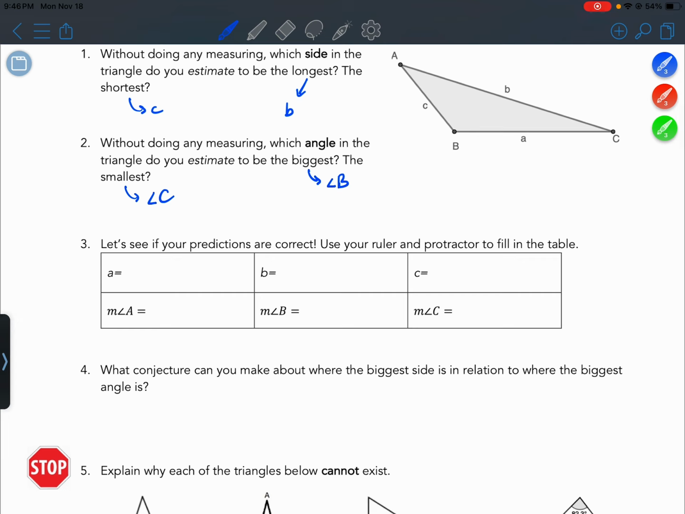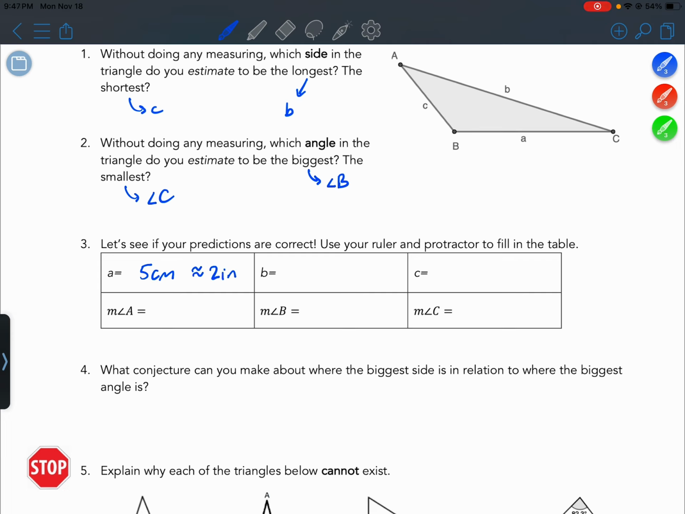Side A was about 5 centimeters long. Now, if you didn't measure in centimeters, maybe you measured in inches. Let me do the quick conversion here. There's 2.54 centimeters in every inch, so 5 divided by 2.54 would be about 2 inches approximately.